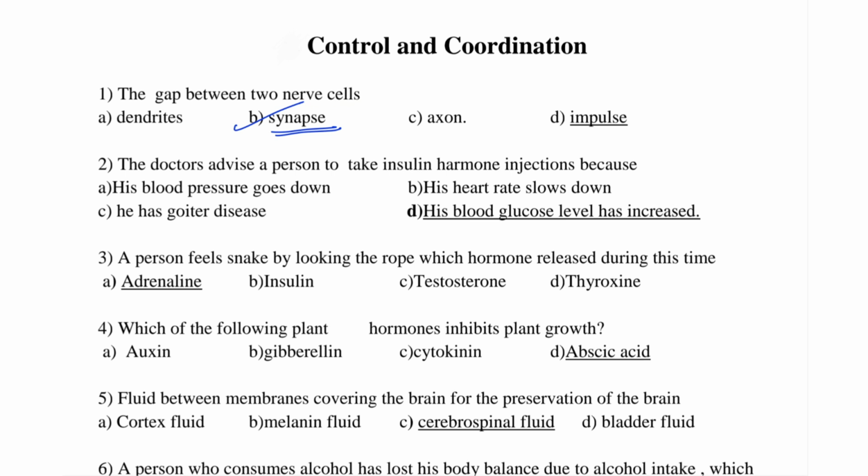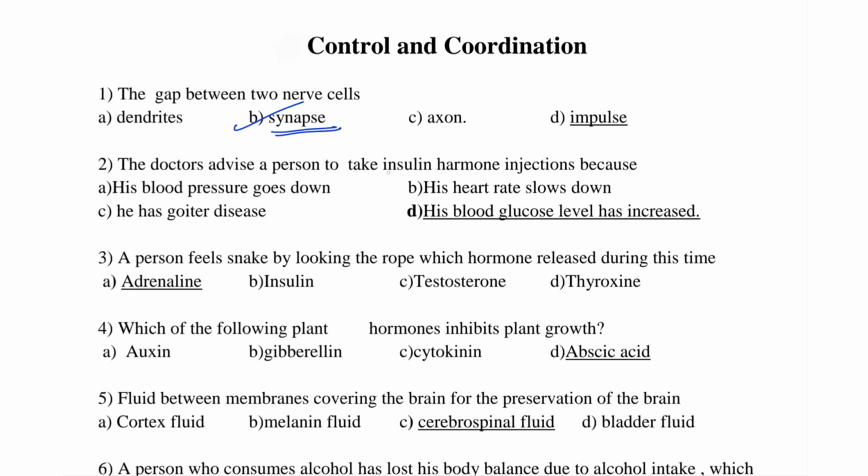Question number 2. The doctor advised a person to take insulin hormone injections because option A, his blood pressure goes down. Option B, his heart rate slows down. Option C, he has goiter disease. Option D, his blood glucose level has increased.